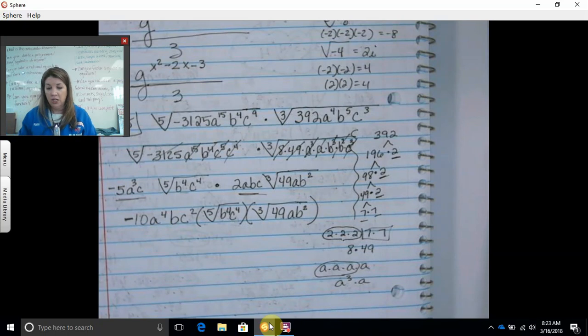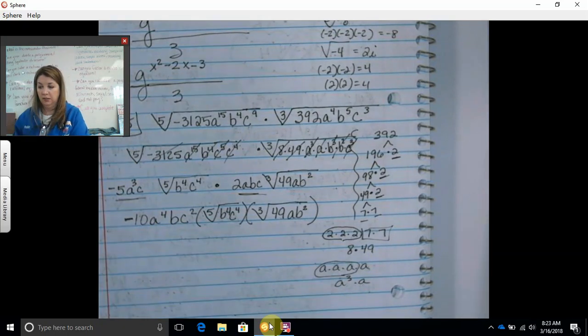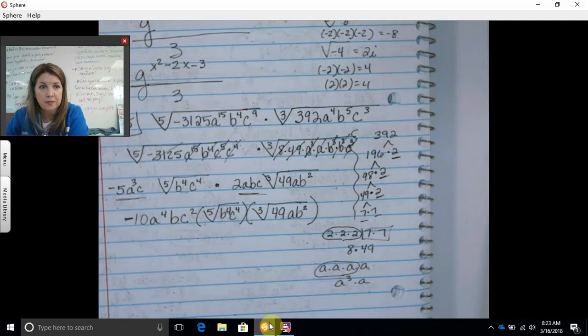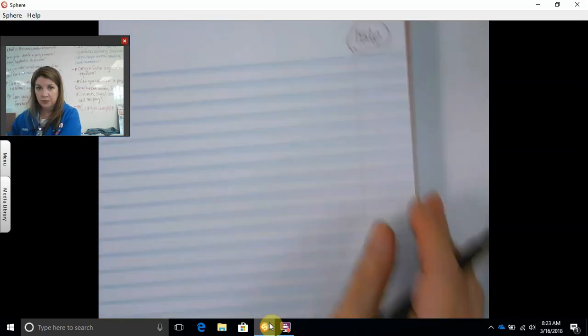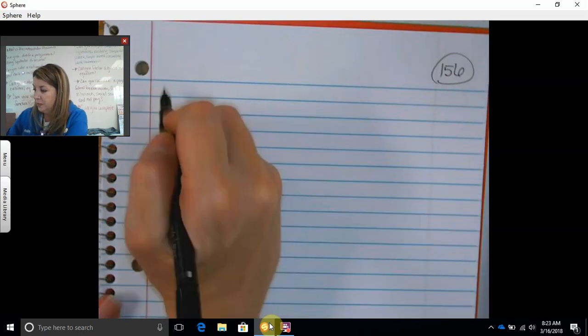I have one more example. And remember I told you, you don't have homework over this. Does anybody have a question on this problem? Anyone? Anyone? All right, page 156. Example 6.